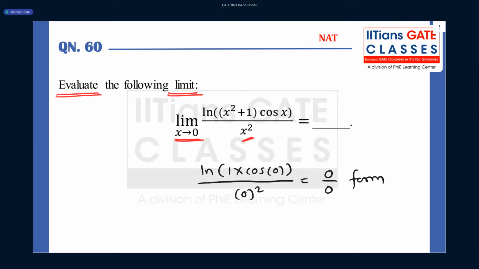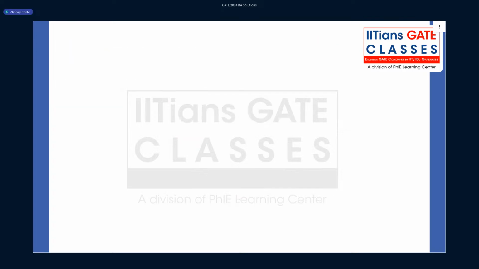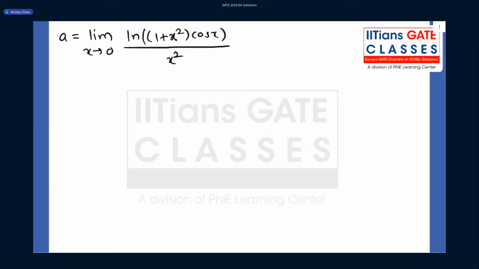Sometimes if you put the limit and you get a non-zero value, that itself is the answer, but that is not so in this case. So you have to further look into this. So here you need to find, let's say I'll use some variable, because we have to evaluate something, right? So we can assign its value to some random variable a, and the limit x tends to 0 of ln 1 plus x square cos x divided by x square. So this is a 0 by 0 form.